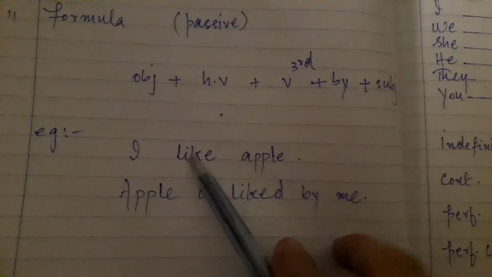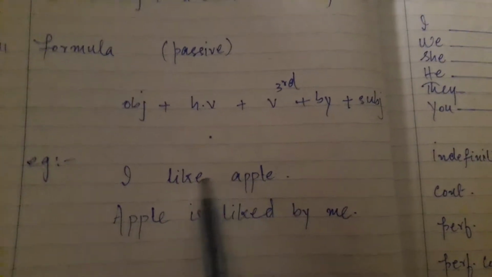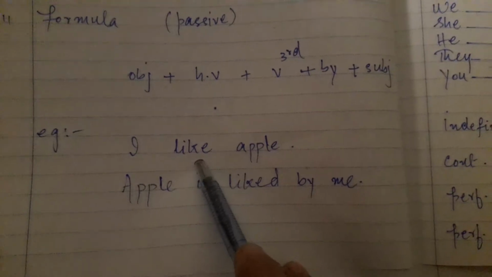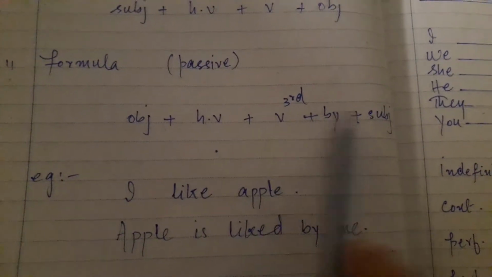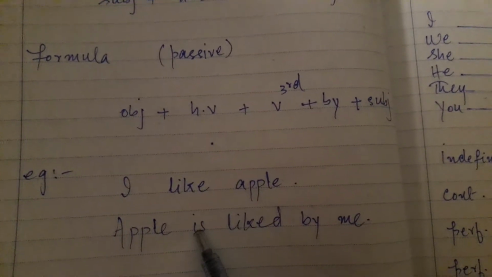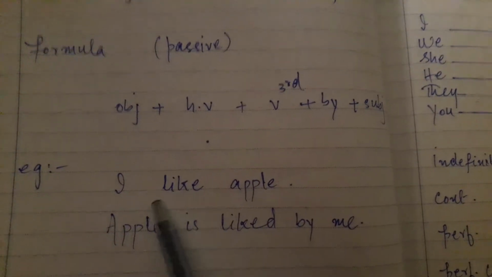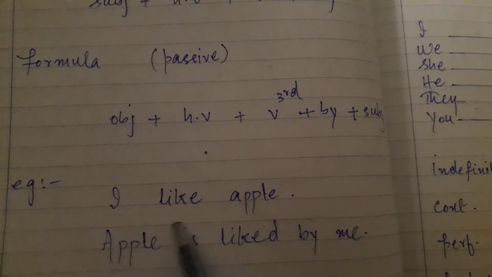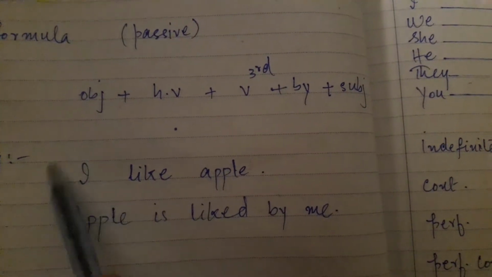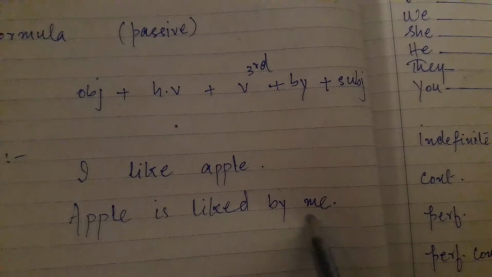Let's see the example. Like, I like apple. This is our present indefinite, no helping verb, first form of verb. And how are you going to change it? Because it is present tense, according to the formula of passive voice, the object comes at the beginning: apple. Then the helping verb. Because it is present, the helping verb of present is is, am, are, according to our subject and object. So apple is singular: is. Then third form of the verb, liked, preposition by, and then the subject will convert into me. How you are going to change the subject, I'll tell you later.